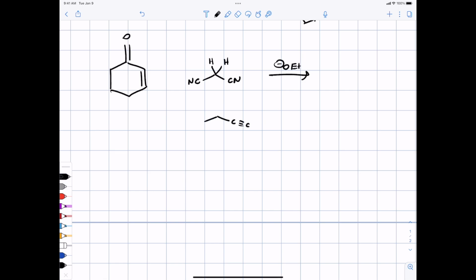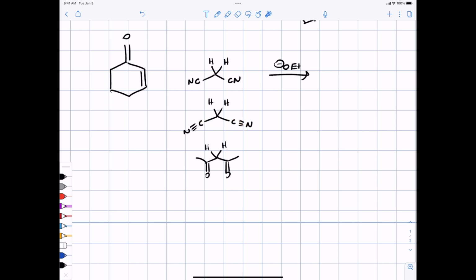This is a beta dicyano compound, but it should look fairly similar to a beta dicarbonyl compound, right? As with the beta diketone, if you removed a proton here, you could delocalize the resulting negative charge by resonance into those cyano groups, all right?